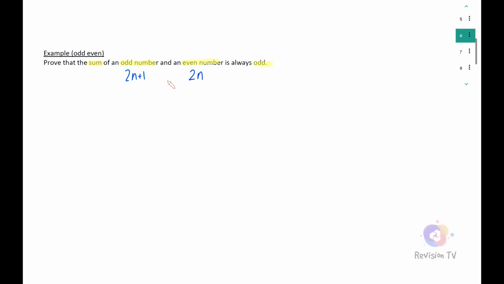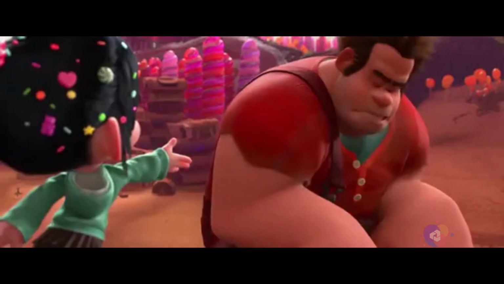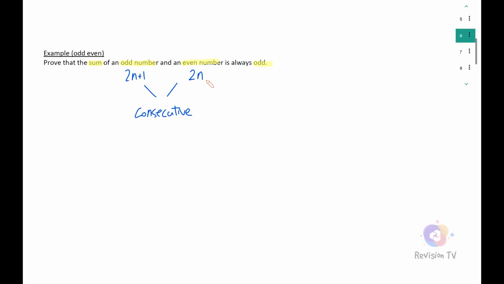By making them 2n and 2n plus 1, it means they are consecutive. If the first number is 2n, adding 1 to that number gives the next number, so they are consecutive. But the question did not say anything about consecutive, so you cannot force a relationship on them. It's like grabbing two random strangers and telling them to be friends. You can't do that. We can't force them to be consecutive.